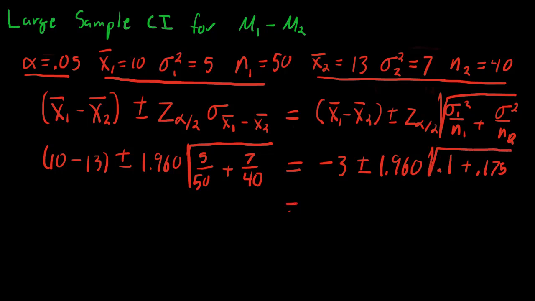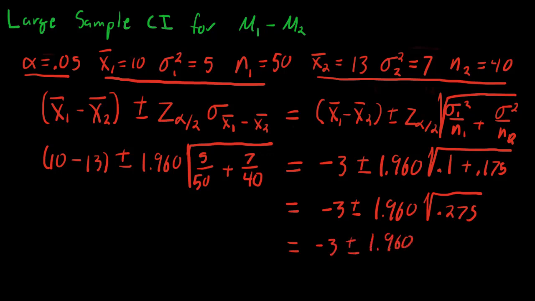And that equals our negative 3 plus or minus our 1.960 times the square root of our 0.275, which gives us our negative 3 plus or minus 1.960 times 0.524, and gives us our complete confidence interval of negative 3 plus or minus our 1.028 value.